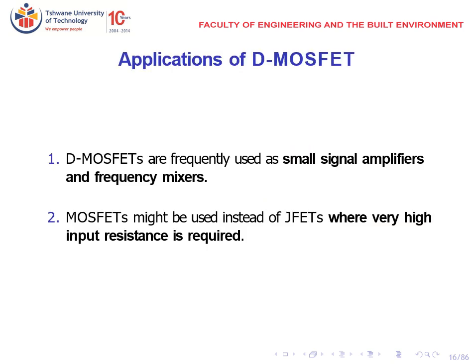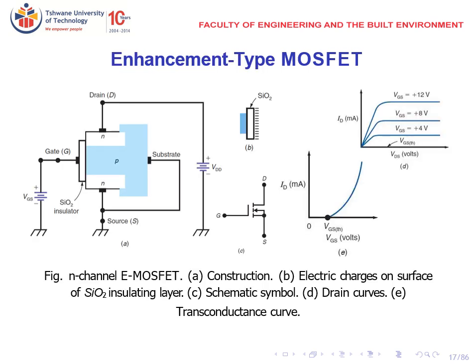Applications of DMOSFETs. DMOSFETs are frequently used in small signal amplifiers and frequency mixers. MOSFETs might be used instead of JFETs where very high input resistance is required.